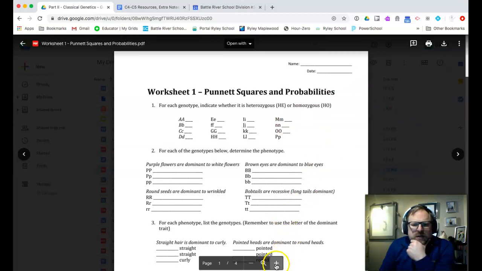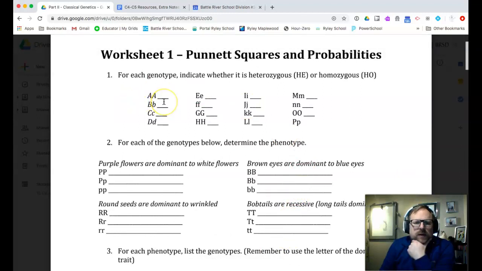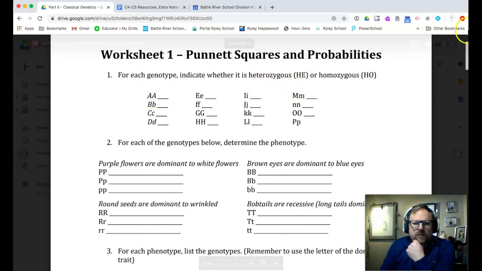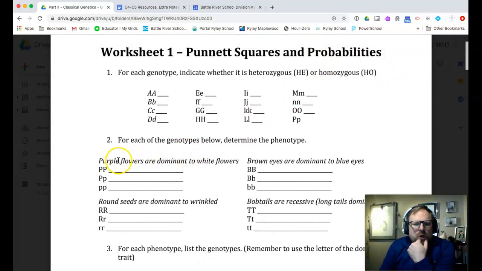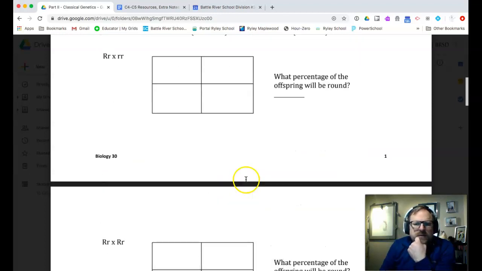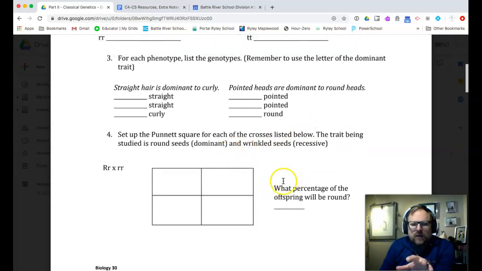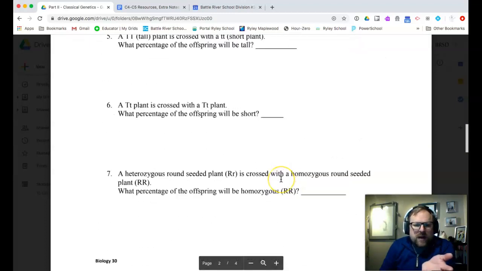So this is the worksheet here, and it's really going to move you through a lot of the stuff that we've covered already, from deciding whether this genotype is heterozygous HE or homozygous HO. If purple flowers are dominant to white flowers, what are the phenotypes going to be? Or brown dominant to blue, those kinds of things. Then you'll get slowly into constructing Punnett squares, and you're looking for percentages or phenotypic and genotypic ratios in here. And then you'll do some practicing with that.